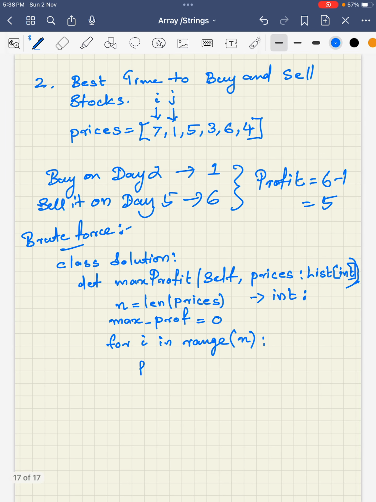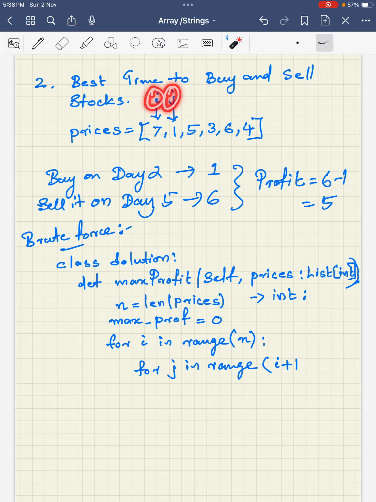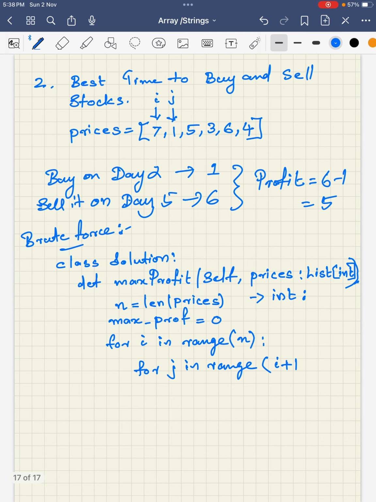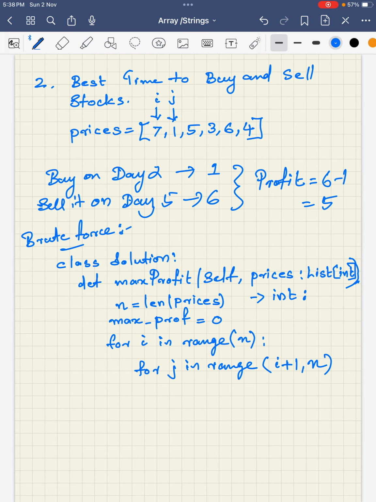then for j in range of starting from i plus 1. If i is here, j is nothing but i plus 1. If i is here starting, then j should start from here. So i plus 1, and it should go up to n.